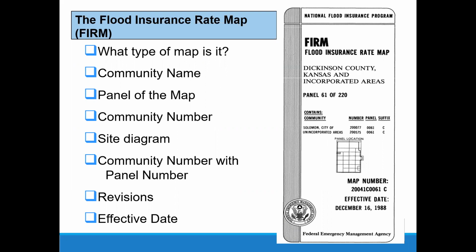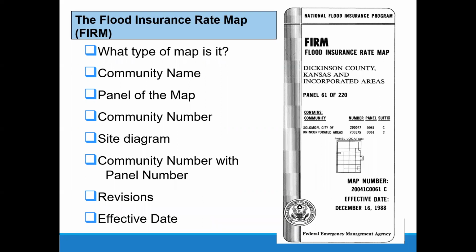Then the number of revisions. If you look towards the bottom where it says map number, that is the full map number and panel number. The letter C is the suffix that tells you how many times it's been revised. So ABC, that's 3 times. And the effective date at the bottom is the date that this map went effective and became the regulatory document. Our rules only apply in the areas of floodplain, so again, this is the authoritative document that tells us where the rules apply.